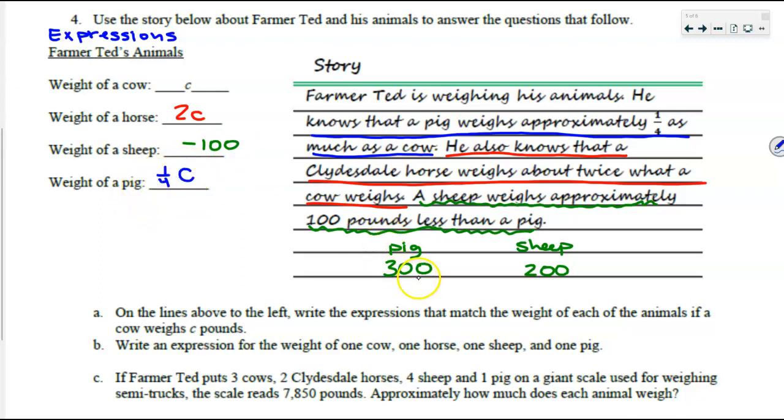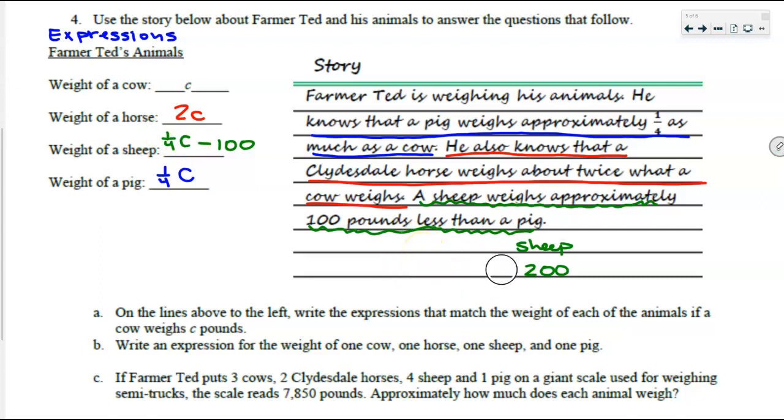1/4 C. Here's the pig. Knowing that a pig is 300, how am I going to figure out that a sheep is going to be 200? I subtract 100. But what am I starting with? The pig. Yep, I'm starting with the pig. So the sheep is subtracting 100, but we're subtracting 100 from the weight of a pig, which is 1/4 C.